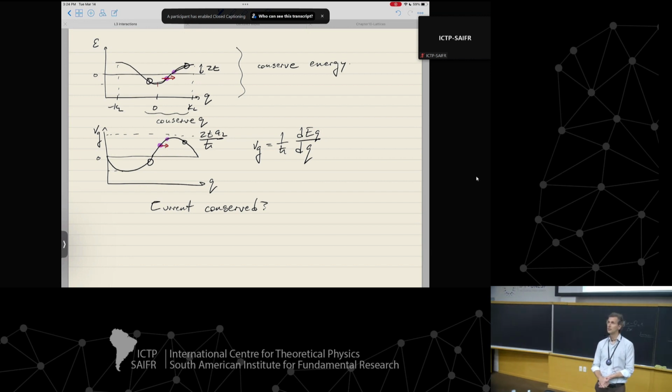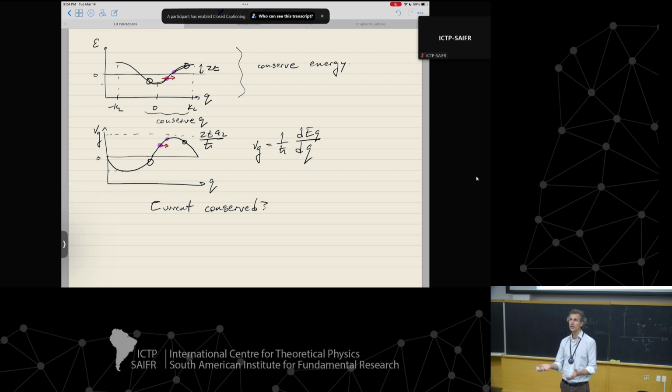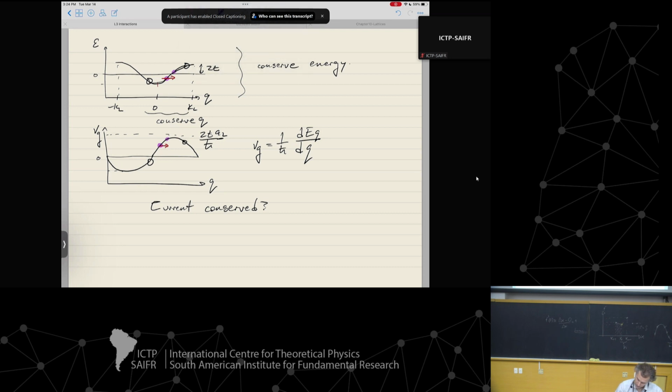Yeah, they might have a different group velocity, because the initial current is going to be the velocity of particle 1 plus the velocity of particle 2, which is like the sine of q1 plus the sine of q2, whereas the final current, particles 3 plus 4, is equal to the sine of q3 plus the sine of q4.